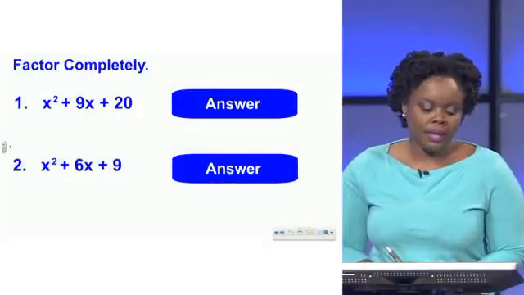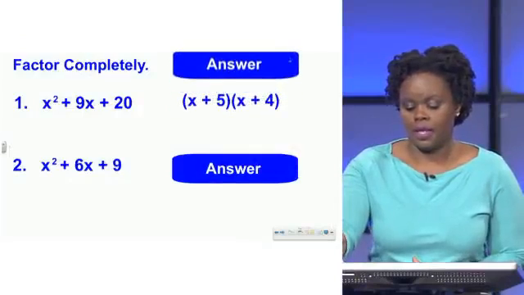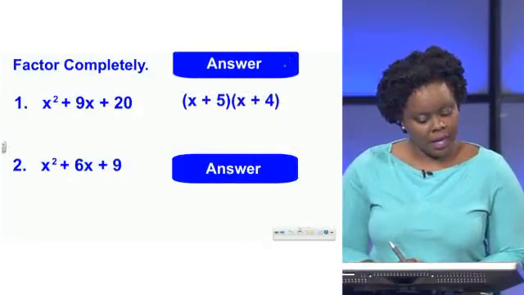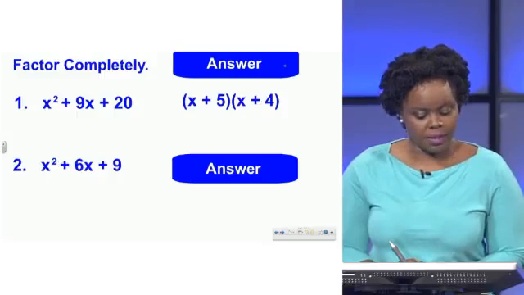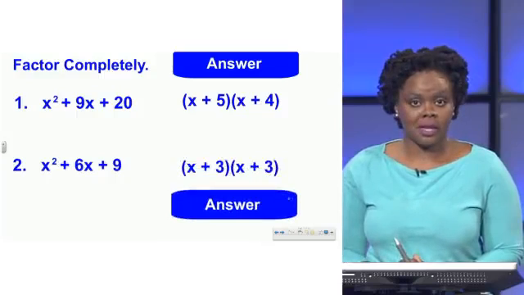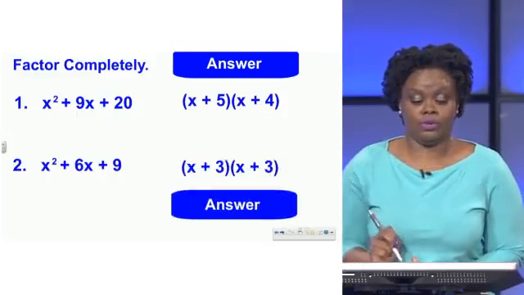Okay, ready to check? Let's check. All right. So for the first one, x squared plus 9x plus 20, that factored to x plus 5 times x plus 4. And the second one, x squared plus 6x plus 9, that factored to x plus 3 times x plus 3. Okay? Now, if you need to see how I got those, this is what I did.